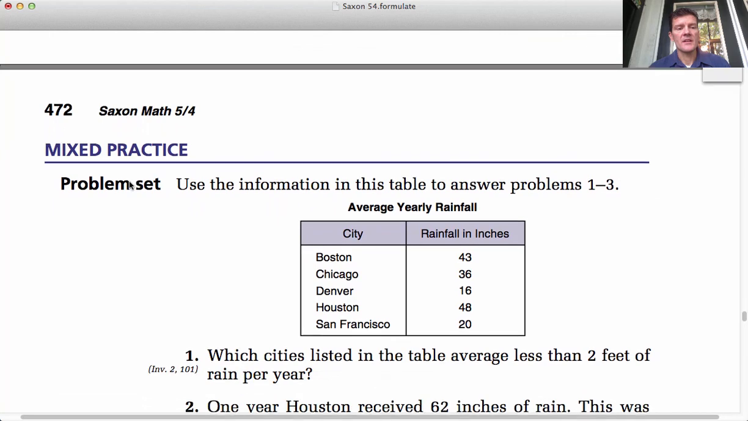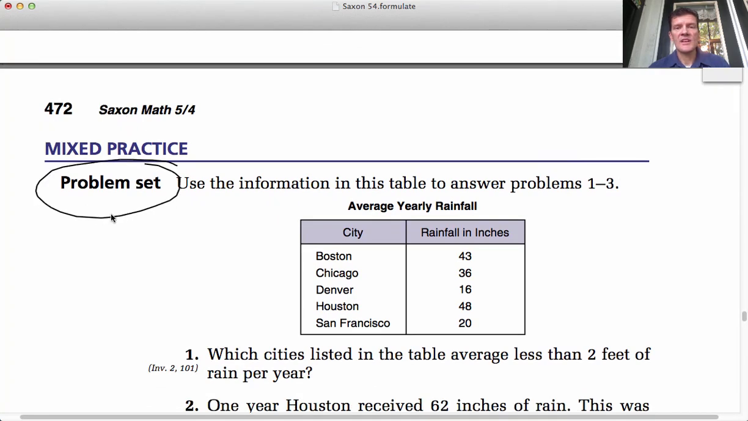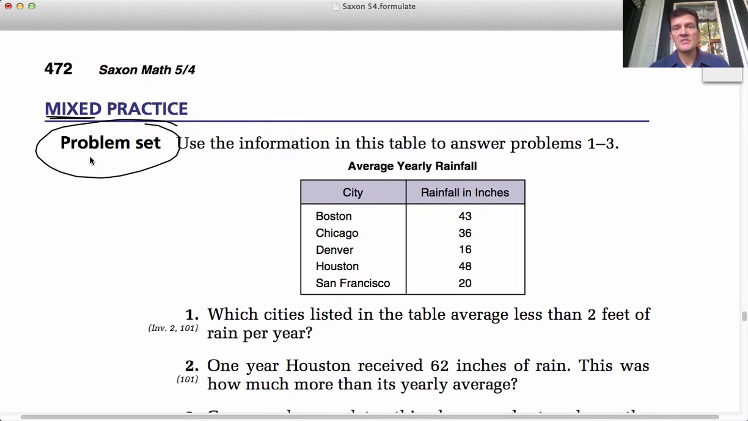All right, I'm going to leave you to work on the problem set, looking at all the different mixed problems here, 1 through 30. Do every single one. Make sure you're showing your work, doing it neatly, and keep up the great work. Let me know if you have questions.